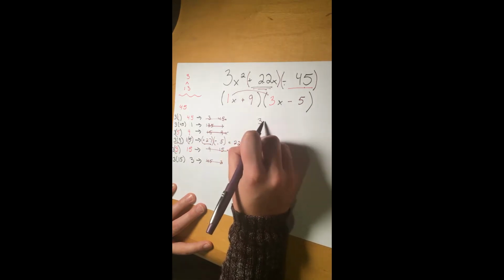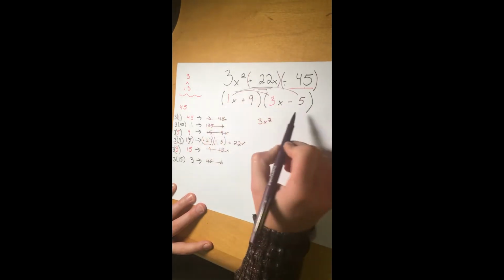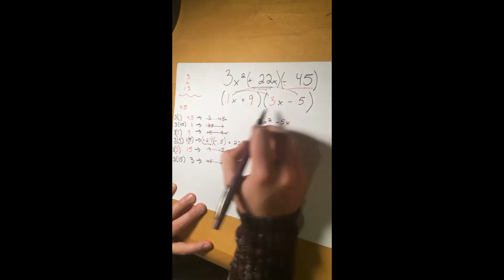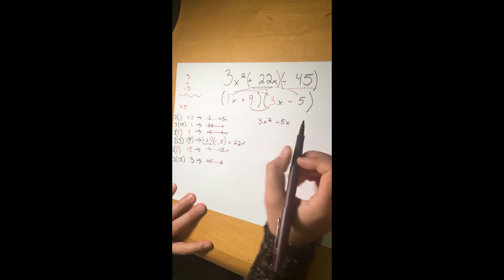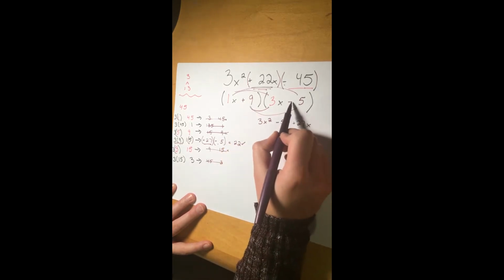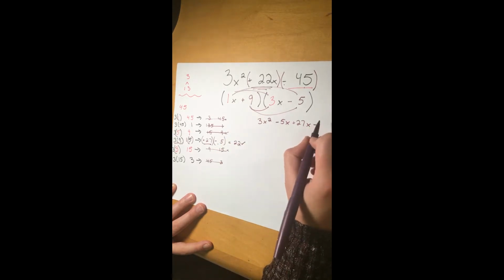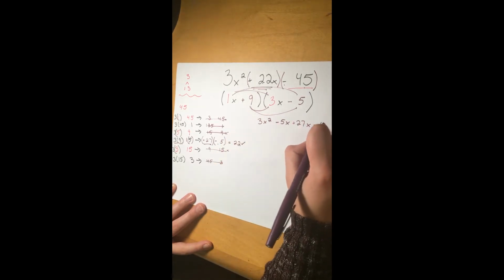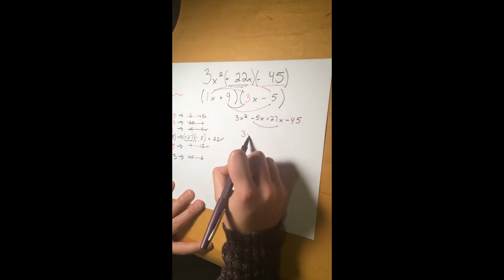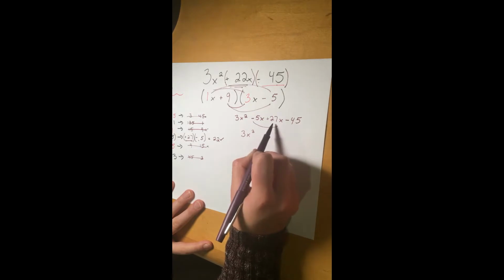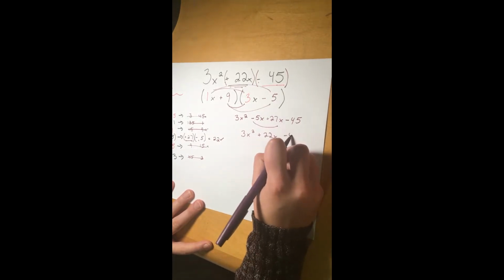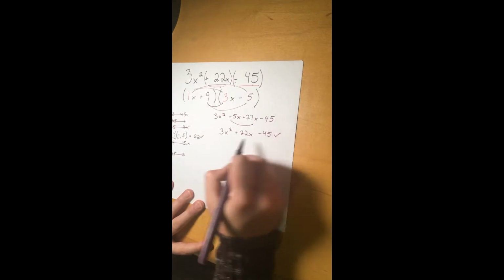1x times 3x is 3x squared. Outer, negative 5 times 1x, negative 5x. Inner, 9 times 3, there's our 27, it's positive. And then last, it's a negative times a positive, gives us a negative number. 5 times 9 is 45. Combine these two terms, so we end up with 3x squared, negative 5x plus 27x gives us positive 22x minus 45, and that's our answer.